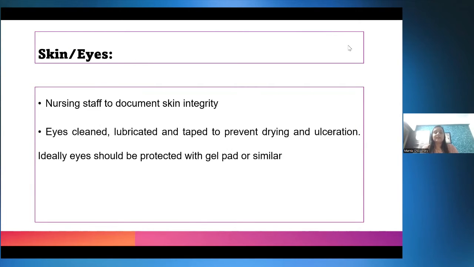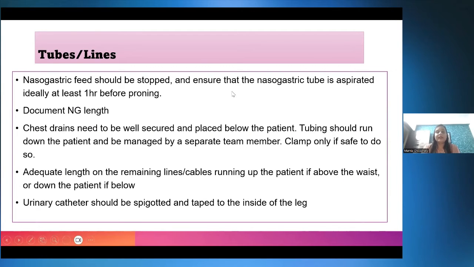For skin and eyes, the nursing staff should document the skin integrity. Eyes should be cleaned, lubricated, and taped to prevent drying and ulceration. Ideally, eyes should be protected with gel pads or similar items available in the institution. For the other lines, ensure nasogastric feed is stopped and that the nasogastric tube is aspirated, ideally at least 1 hour before proning. Document the length of NG tube, specifically that which is outside the nose, so that you can identify if any dislocation happens at the time of procedure.